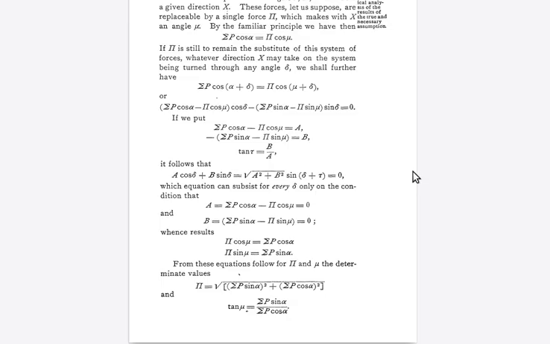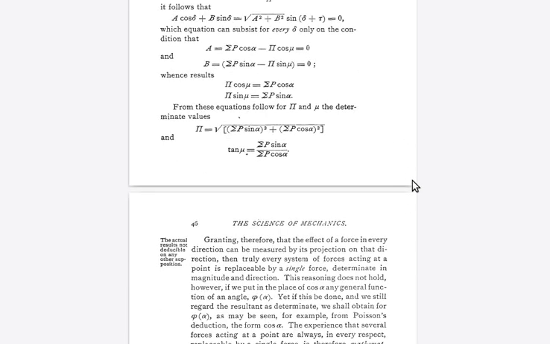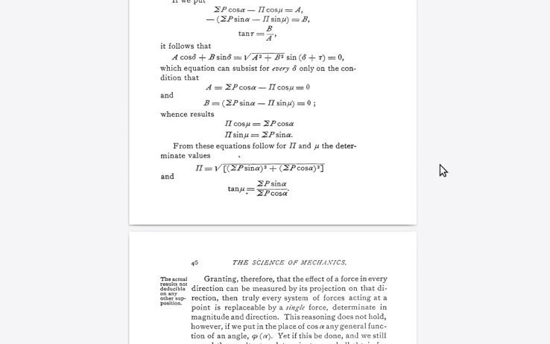Whence results that Π cos mu = ΣP cos alpha and Π sin mu = ΣP sin alpha. From these equations follow for Π and mu the determinate values. Π = √((ΣP sin alpha)² + (ΣP cos alpha)²), and tan mu = ΣP sin alpha / ΣP cos alpha.